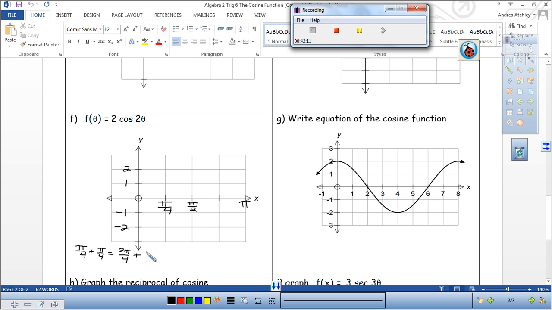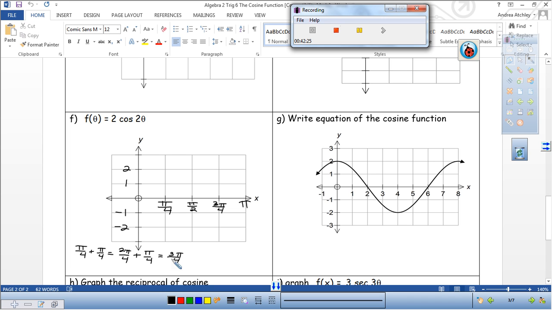Then add another pi over 4. 2 pi plus 1 pi is 3 pi over 4. Do the math if you don't know how to do it, you guys. It's not that difficult, and the more you do it, the easier it becomes.